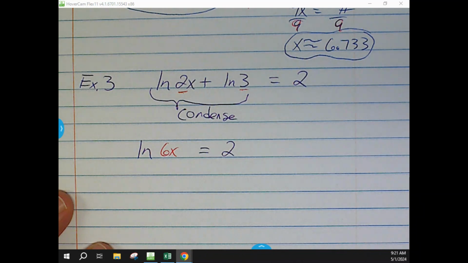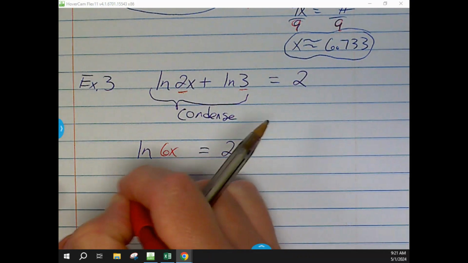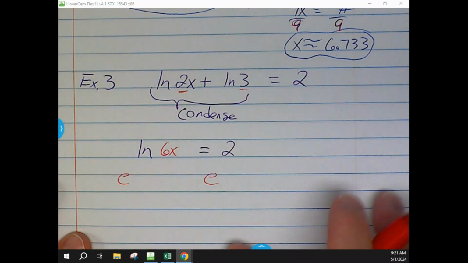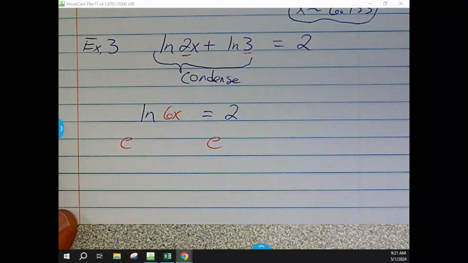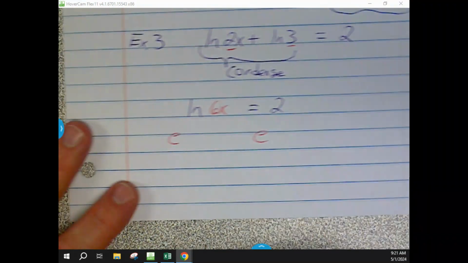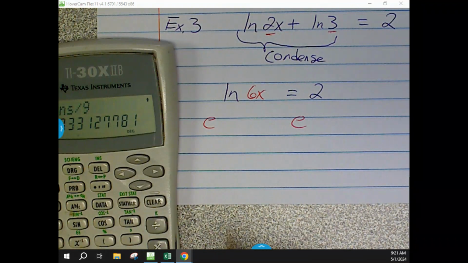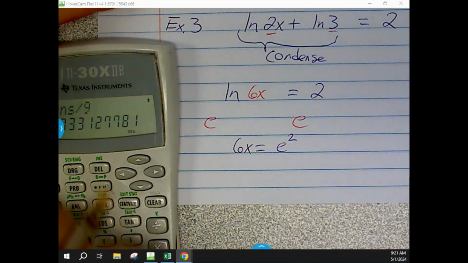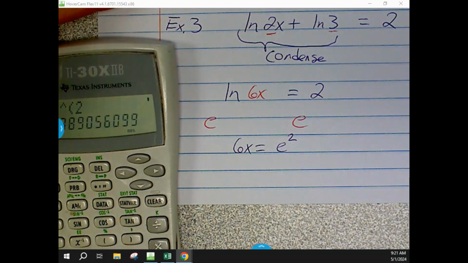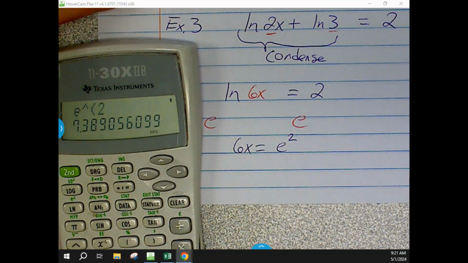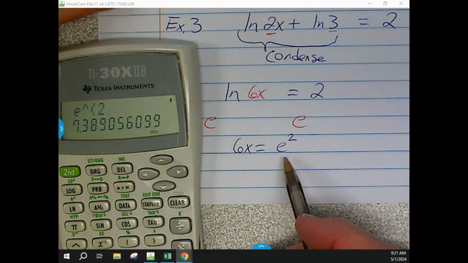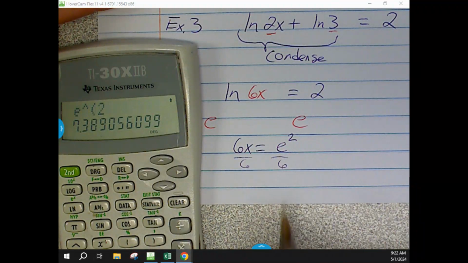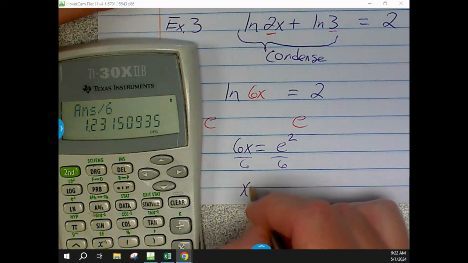Equals 2. Now that's exactly the same thing that we had before. We can do base e on both sides. So then we just need e squared, and from there, just let the calculator do the work. We'll figure out that e squared is 7.389. Just leave that in there, because then we're going to take that number and divide it by 6. There goes 1.232 if we round that off to 3 decimal places.